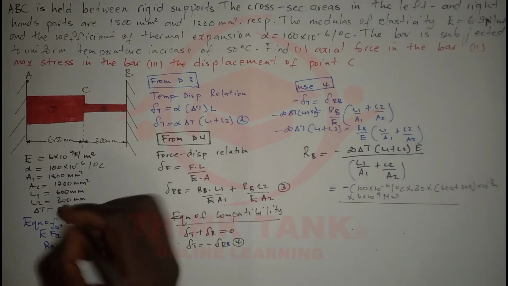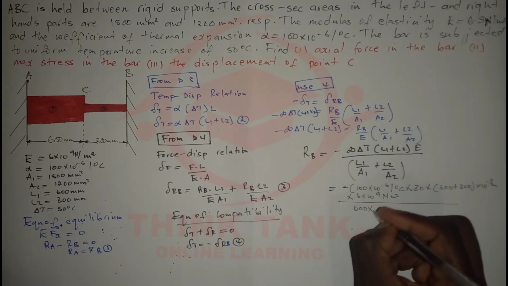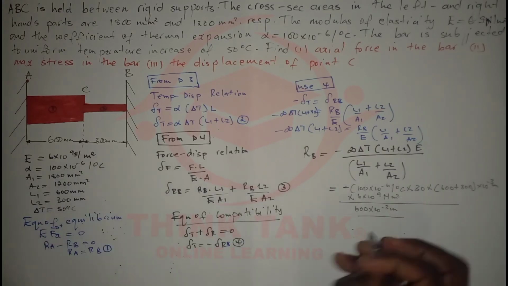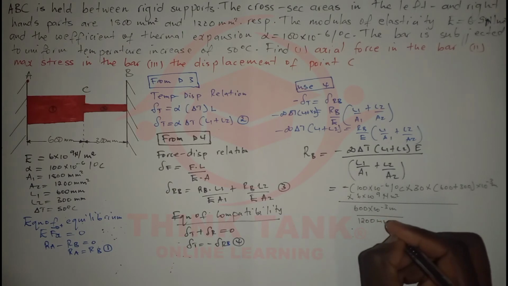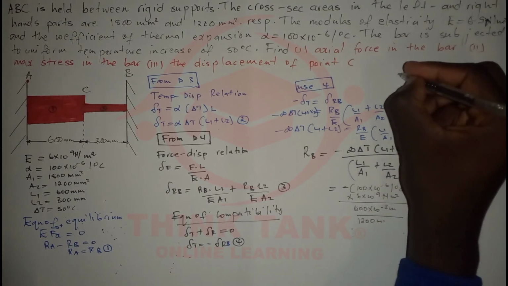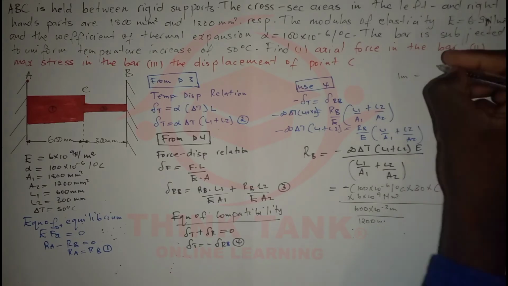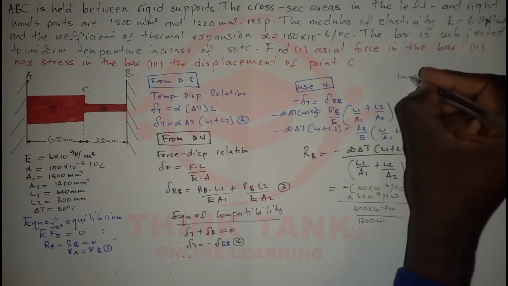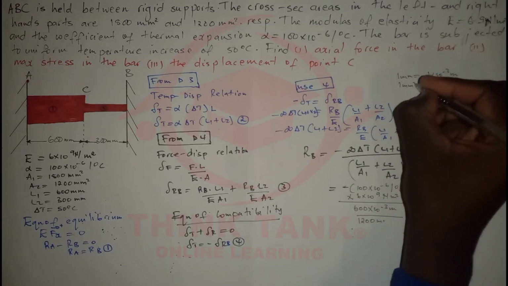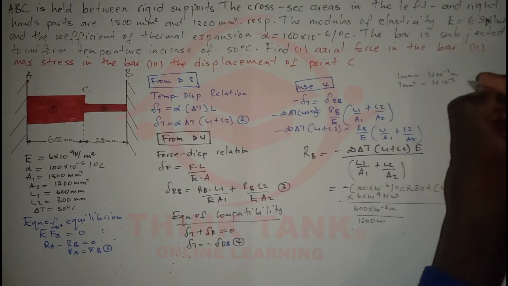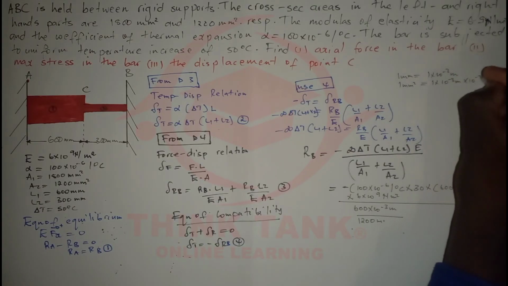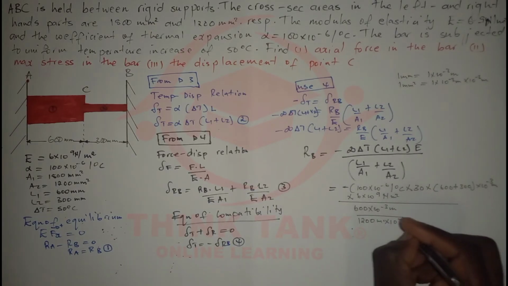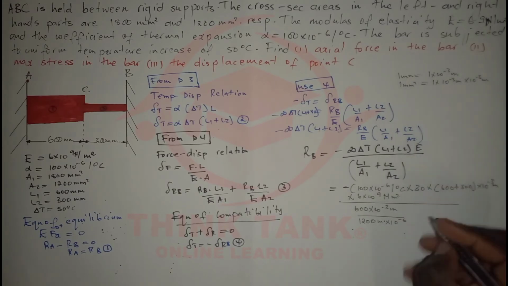So for L1, we have 600 millimeters, 600 times 10 to the power negative 3 meters, and I'm going to divide this by the area. The area is 1200 millimeters squared. We know that 1 millimeter is 1 times 10 to the power negative 3 meters. So 1 millimeter squared is 10 to the power negative 3 meters times 10 to the power negative 3 meters. So we're going to multiply 1200 by 10 to the power negative 6 meters squared.